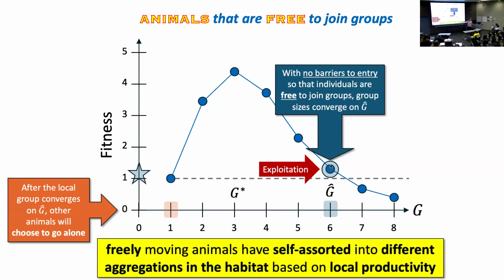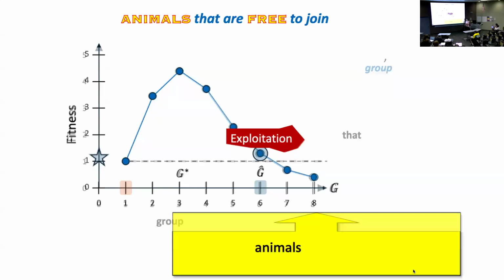So freely moving animals, in this case, have self-assorted into different aggregations in the habitat based on local productivity. It's this interesting kind of self-organized phenomenon that, due to just the dynamics of the returns that each animal gets and the frequency dependence on those returns based on what other animals are doing, causes this natural segregation into a group of foragers and a bunch of individuals. All right, so what more can we do with that?